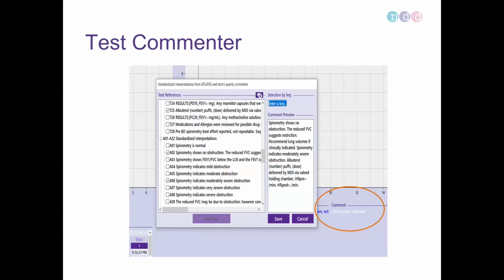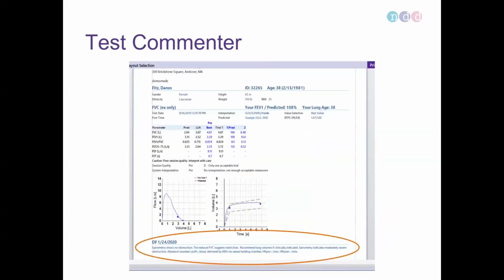But this is also where your comments would populate for your quick keys. It's a nice feature to have, so you don't have to constantly go in and keep typing over and over again, especially if you have quick keys or key phrases you like to use. A lot of people ask us about medication doses. If you give the same dose of albuterol by the same method every time, that's an awesome way that you can insert that and save yourself some time during testing.